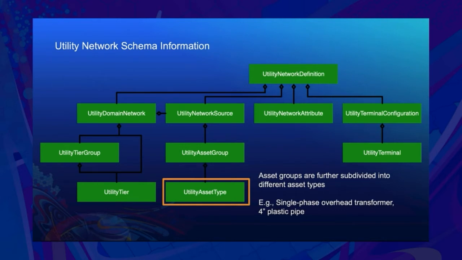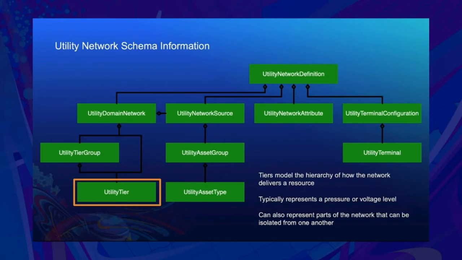Asset groups themselves can be further subdivided into different asset types. So for example, a single-phase overhead transformer would be one example of an asset type from electric. 4-inch plastic pipe would be a good example of one from a gas or water network.